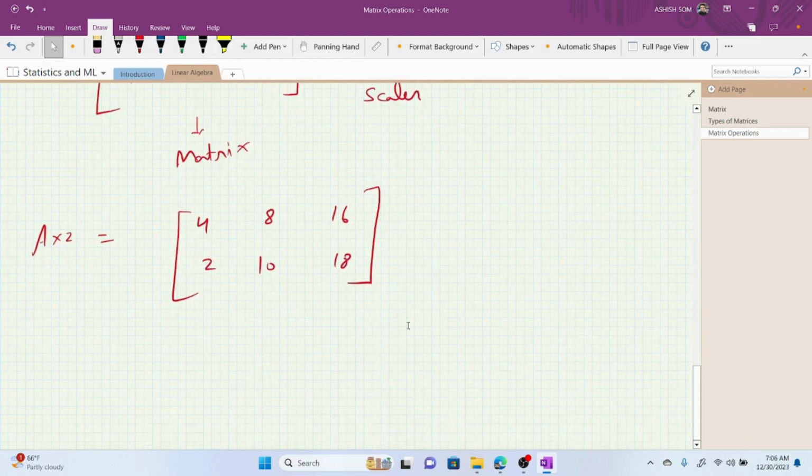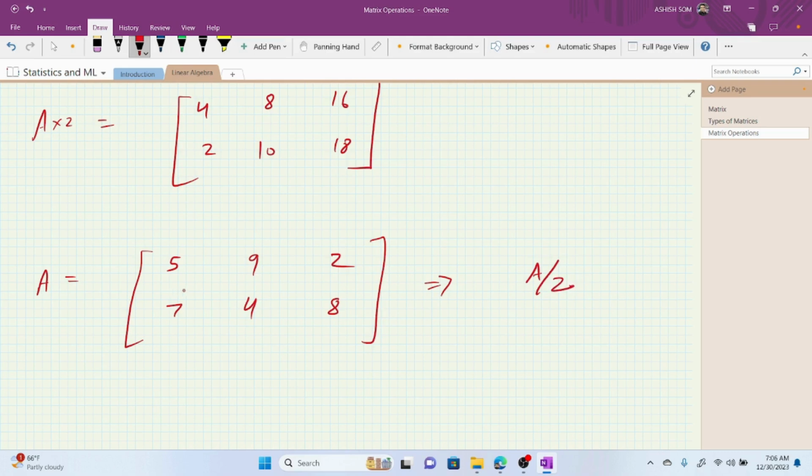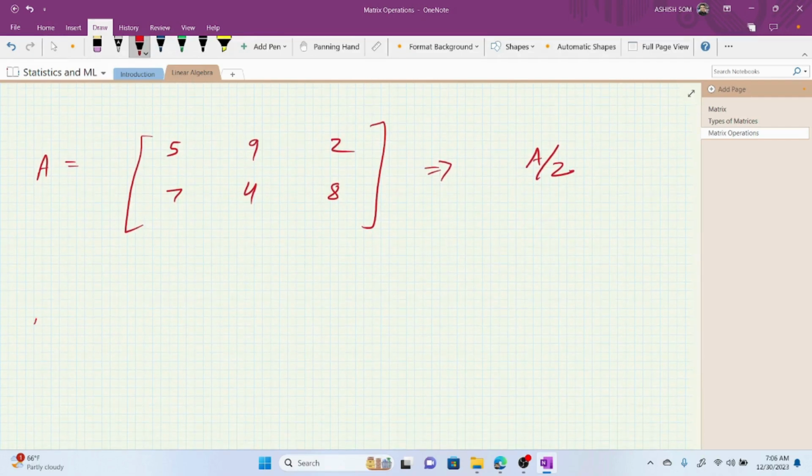The same way, for example, I have a matrix A: 5, 9, 2, 7, 4, 8, like this. And the operation that I want to perform is A divided by 2. It means each element of A has to be divided by 2. Generally we cannot divide like this, so what we do is say A multiplied by 1 by 2. It means multiply each element of this particular matrix by 1 by 2.